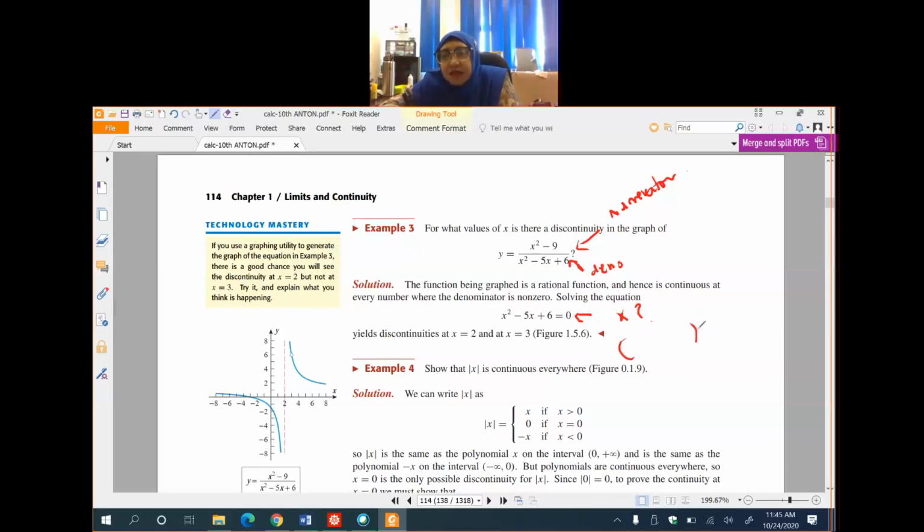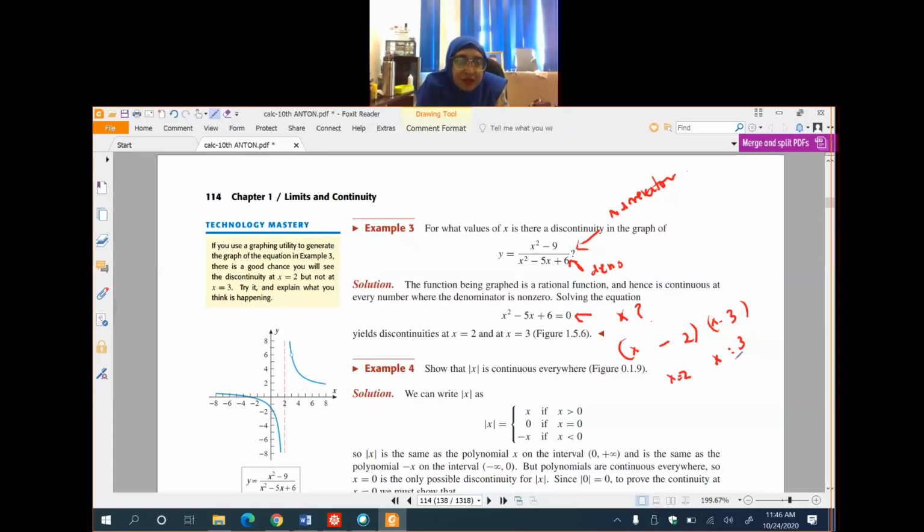Factorize. I think 2 and 3, isn't it? 2 and 3, and then you have minus. So x equals 2 and x equals 3. Okay? So there are 2 points that you have to be careful with. These 2 points are the points where the function fails to be continuous, or in other words, the 2 singularities of the function.